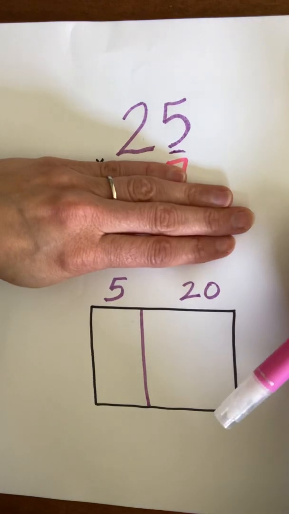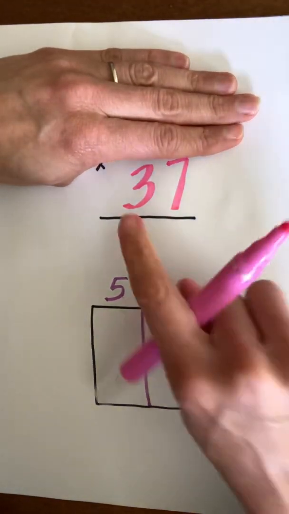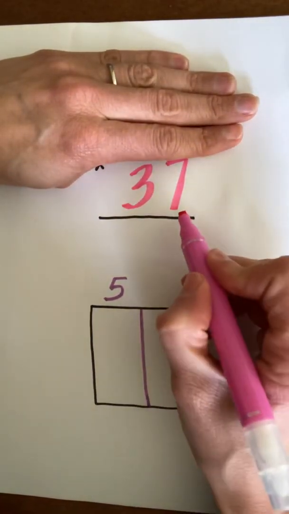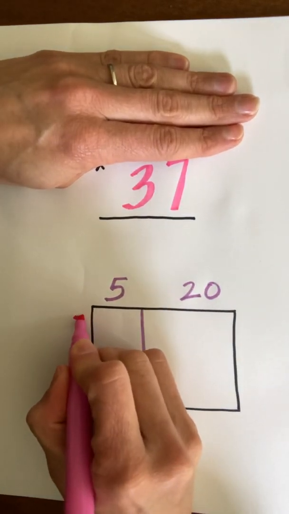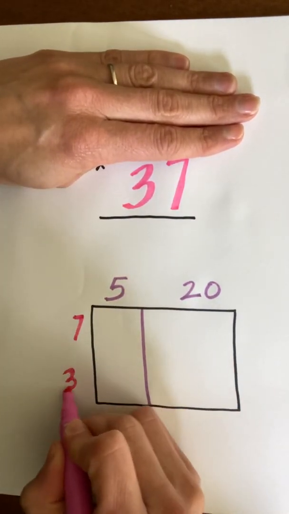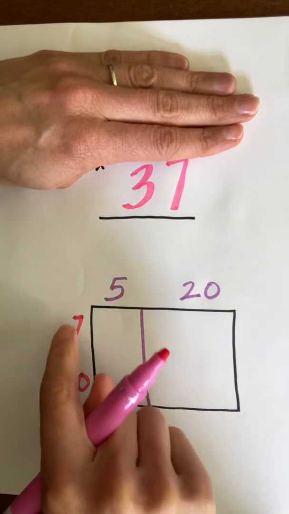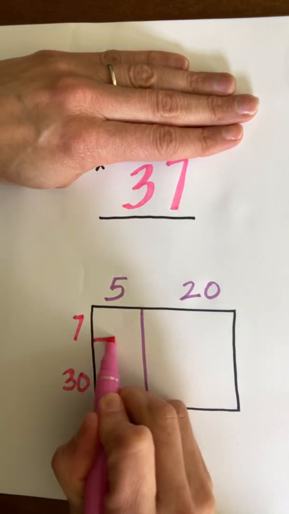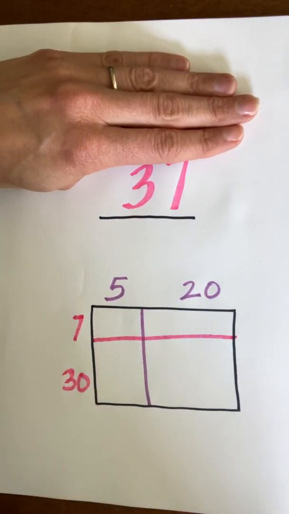And now I do the same with the next number. The next factor is 37. So again, he put the 7 first, so puts the 7 here and the 30 here. So together it makes 37. But he sets it up that way, okay?